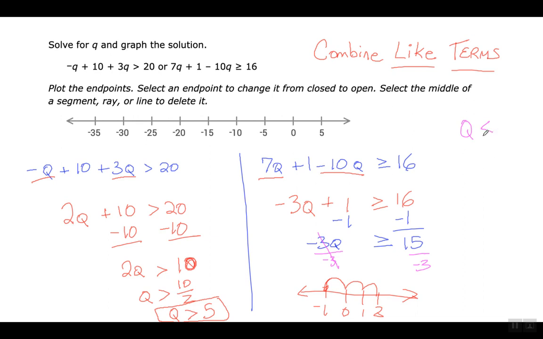So it's going to be like this. And 15 divided by negative 3 is negative 5. Alright, so when I graph that, q is greater than 5.